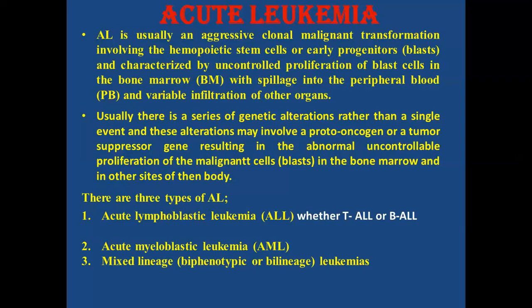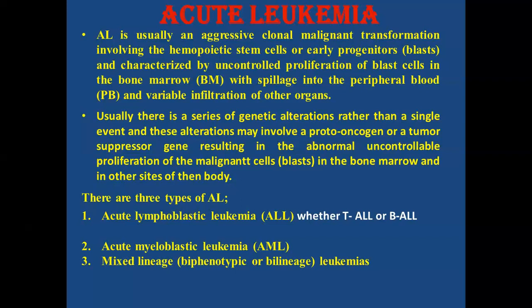The stem cell has the capacity of self-renewal, تجديد ذاتها, and differentiation into many types of cell accordingly. They can differentiate into red cells, white cells and platelets under the influence of many growth factors. Or the disease involves the early progenitor cell, اللي هي البلاست. Blast cells are primitive cells, خلايا بدائية غير متطورة غير ما صاير بها maturation. Early الخلايا المولدة الأولية.